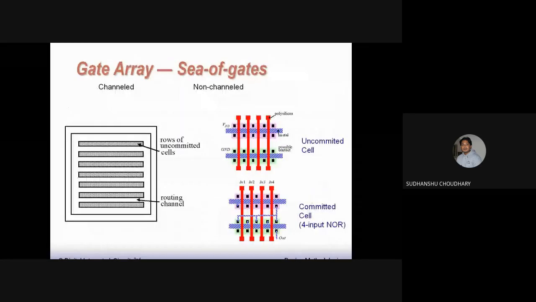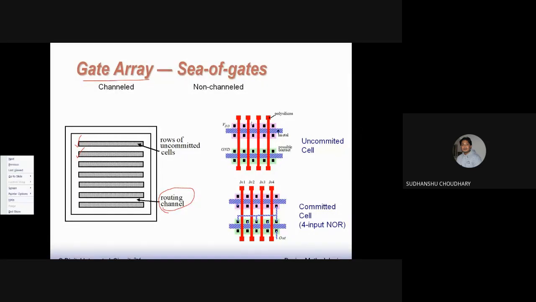In a gate array or sea of gates, again you have rows of gates. So this is an array of gates. This row represents a gate array, or array of gates. This row also represents an array of gates. And in between these rows you have these white spaces, which are used as routing channels.